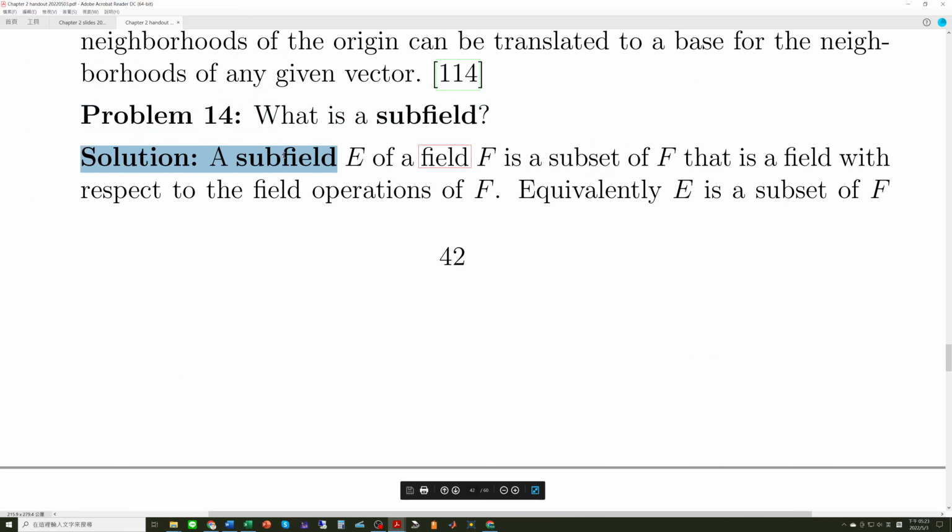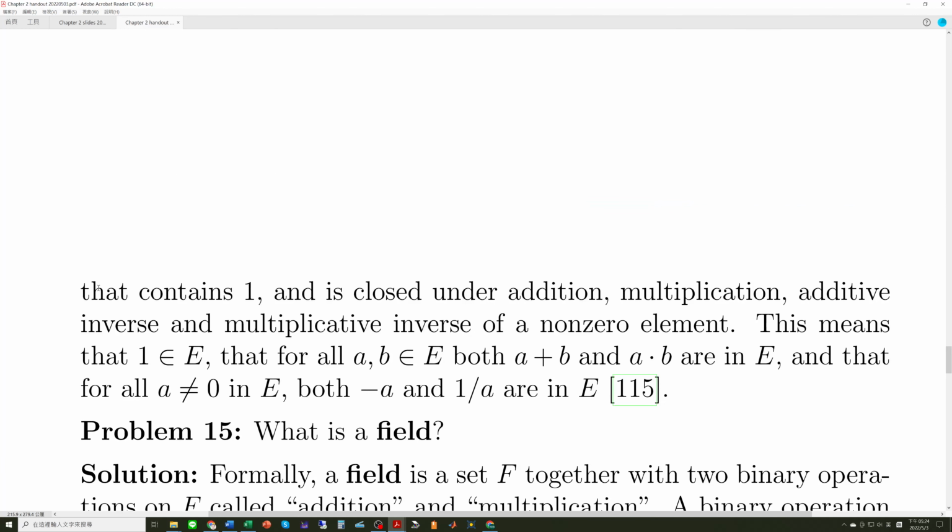A subfield E of a field F. We will introduce what a field is later. A subfield E is a subset of F that is a field with respect to the field operations of F. Equivalently, E is a subset of F that contains 1 and is closed under addition, multiplication, additive inverse, and multiplicative inverse of a non-zero element.